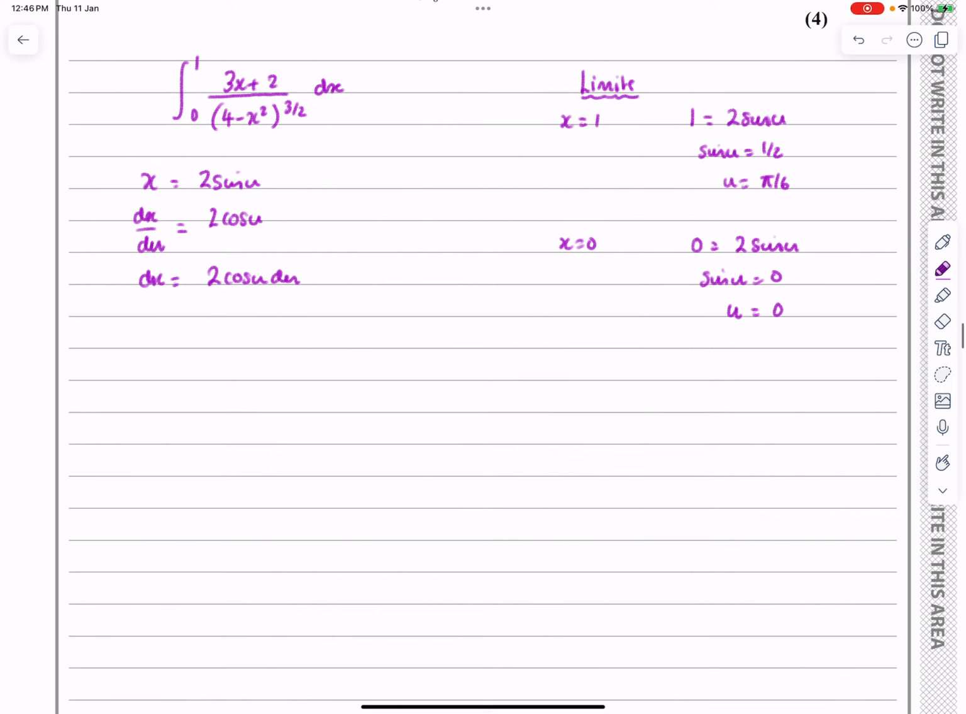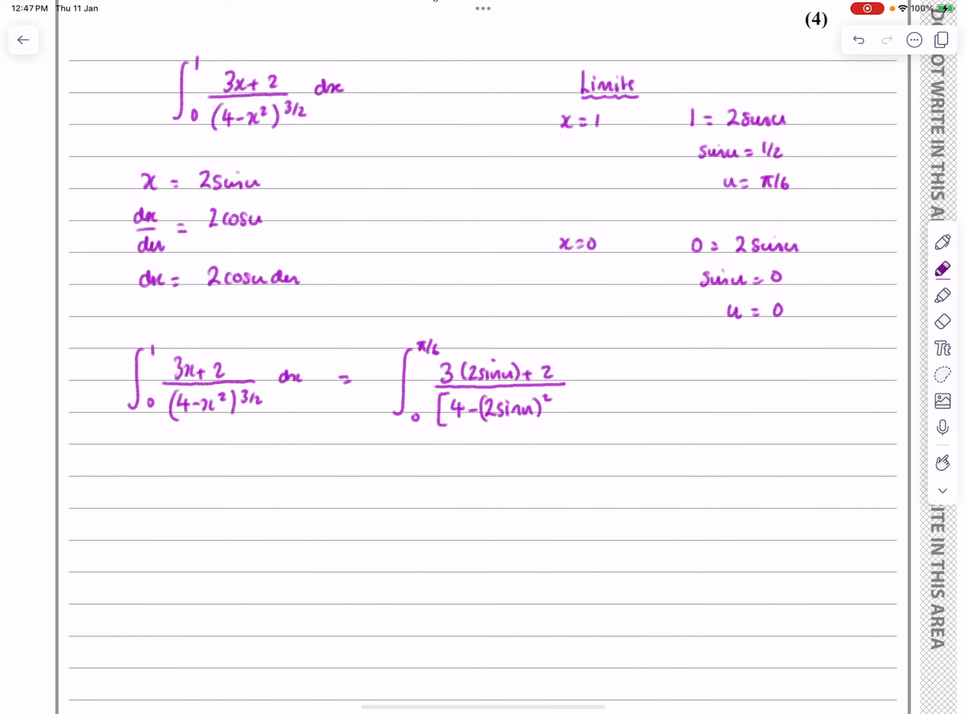I think you could just jump straight in and do this now then. So we're going to have that the integral between 1 and 0 of 3x plus 2 over this horrible bit in the brackets, 4 minus x squared to the power 3 over 2 dx is going to be equal to, right, so the limits we've worked out, they're between pi over 6 and 0. And then we've got 3x plus 2, so that's going to be 3 lots of 2 sine u plus 2 over, and then we're going to have 4 minus x squared, so that's 4 minus 2 sine u squared, and that's all to the power of 3 over 2. And then we've got our dx, which is multiplied by 2 cos u du.